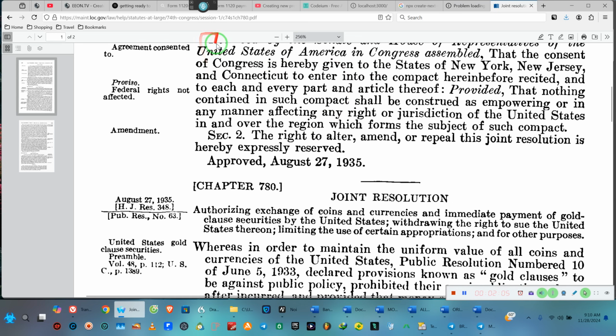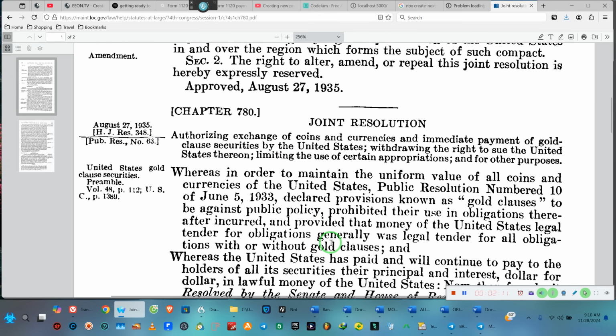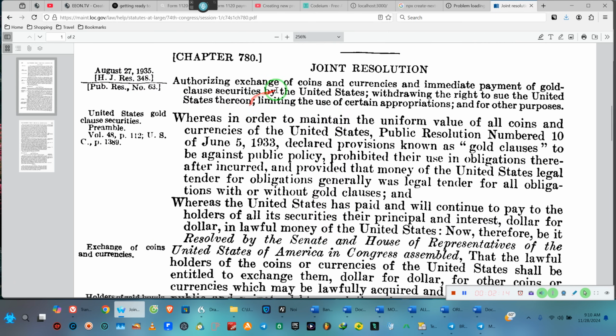Okay, it started from a House Joint Resolution, but let's pay attention to what it really talks about. Authorizing the exchange of coins and currencies and immediate payment of gold clause securities by the United States, withdrawing the right to sue the United States therein, limiting the use of certain appropriations and for other purposes. Now, we want you to focus on this right here. Whereas, in order to maintain the uniform value of all coins and currency of the United States, Public Resolution number 10 of June 5th, 1933 declared provisions known as gold clauses to be against public policy.